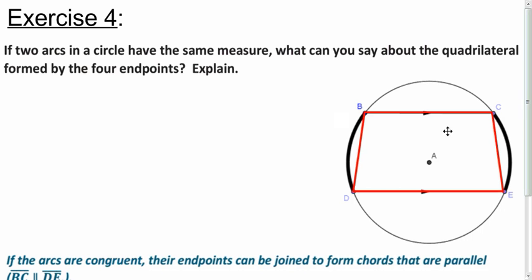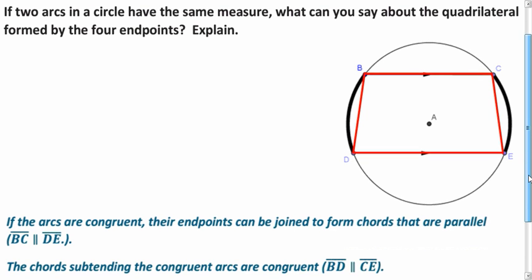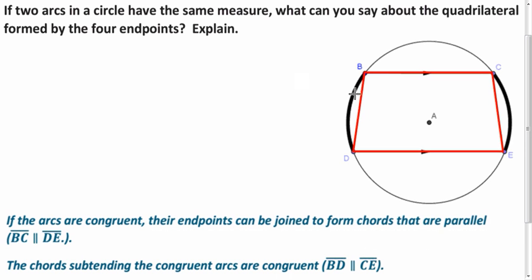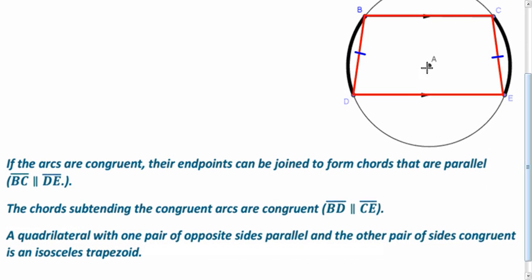Here's my diagram, and this looks like a trapezoid. So since the arcs are congruent, we know that we have these parallel chords. So we have parallel sides, so it is a trapezoid. But more specifically, like we proved before, we know that the chords that subtend these arcs are congruent. I'm sorry, we proved the converse of that, but that one's as well true in both directions. And since the non-parallel sides, or the ones that aren't necessarily parallel, are congruent, then this is an isosceles trapezoid.